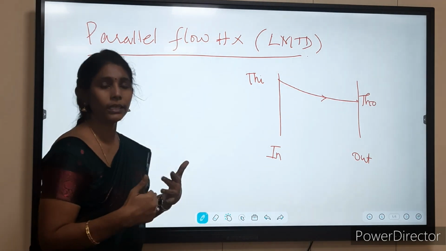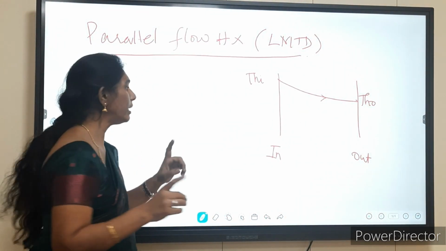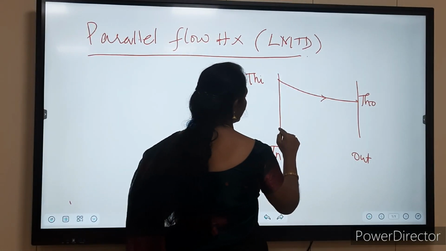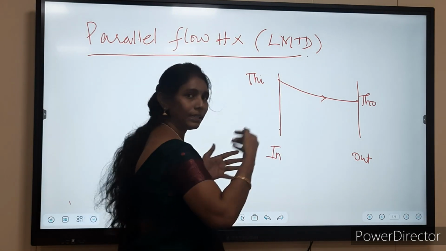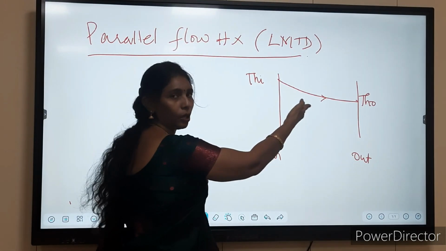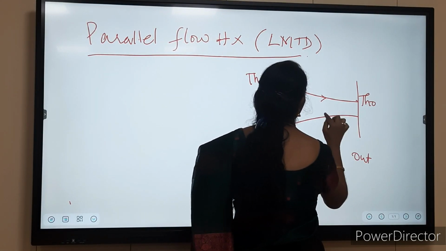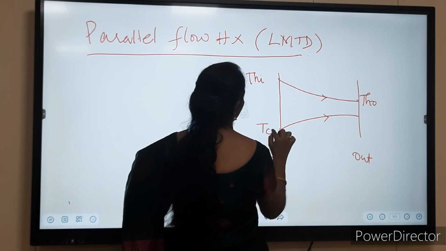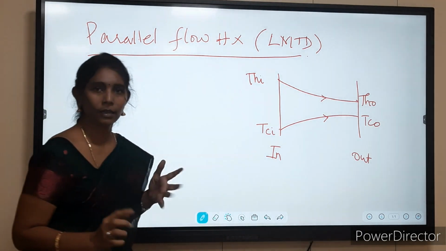Now we have the cold fluid. Since it is a parallel flow, both the fluids will be flowing in the same direction only. So again we have the cold fluid inlet here only. So it will start here. Initially it will be at low temperature. As it propagates, it will exchange heat with the hot fluid and it will gain temperature, right? So you can see here. So this is your TC inlet and this is TC outlet, right?